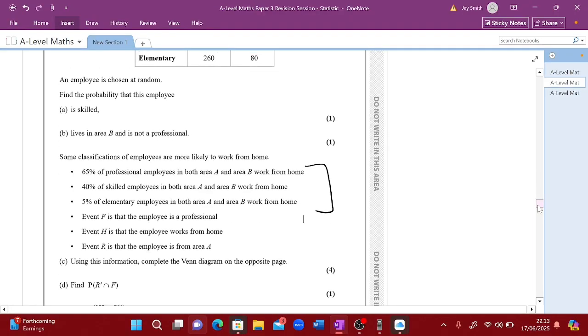Right. Okay. 65% of professional employees in both Area A and Area B.